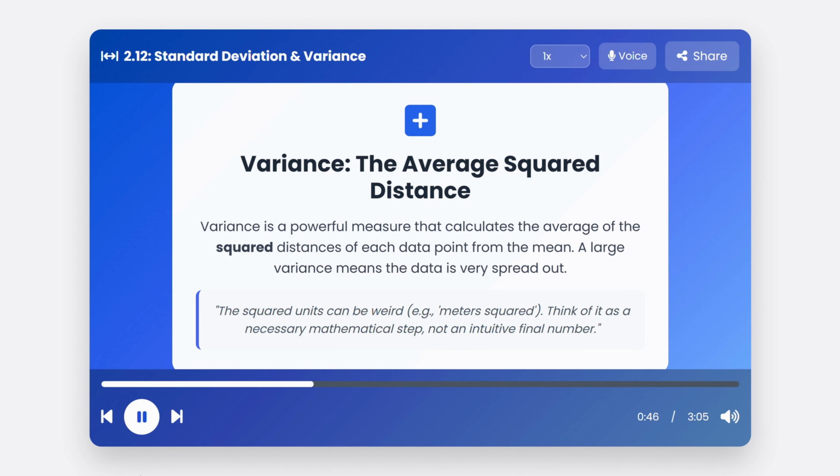Our first tool for this is variance. Variance is a powerful statistical measure. It calculates the average of the squared distances of every data point from the mean. So, if a data point is far from the mean, it adds a lot to the variance. A big variance means the data is very spread out. The only tricky part is that its units are squared, like dollars squared, which can be hard to interpret.